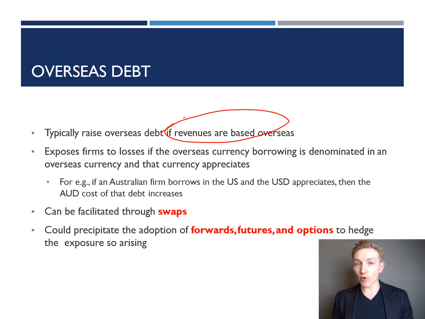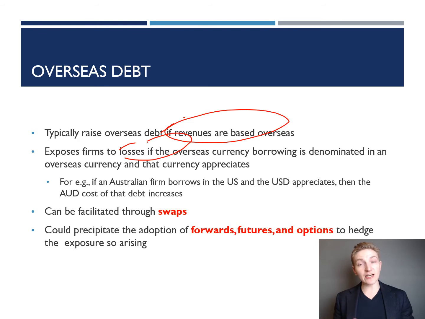Now, if your borrowings are in an overseas currency that is different from your revenues, it is going to expose you to losses if your debt is denominated in an overseas currency, but you don't have revenues also in that currency. This can sometimes be a problem for firms that need to go out and borrow in US dollars, even if they don't have revenues in US dollars. So there can be some degree of risk that can arise in this context.